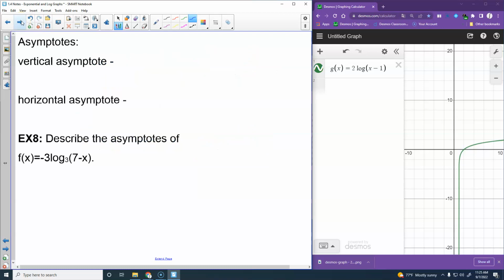All right, asymptotes. Okay? For a vertical asymptote. Okay? Vertical asymptotes. As x approaches your value, y coordinates are going to approach plus or minus infinity. So as you get closer and closer to whatever x value you're dealing with, you're either going to go up to infinity or down to negative infinity.